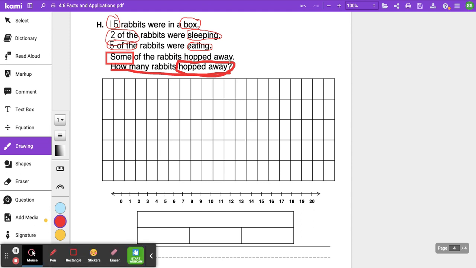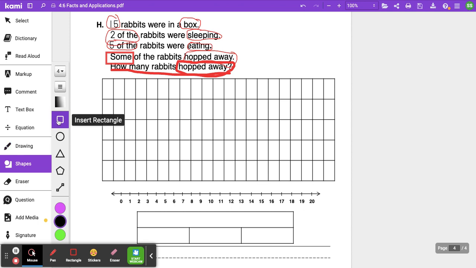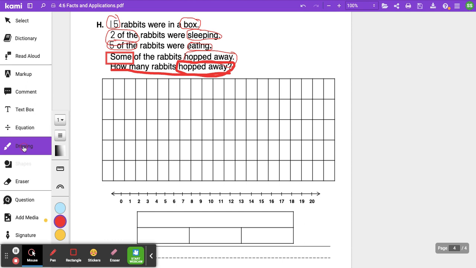And it's also important here. These are the ones that hopped away. And that is what they had asked us in our question. Okay, so let's start. Let's pretend this is our box. But we're going to put, just like we always do, our numbers first. So go ahead and push pause and write in your numbers, and we'll move on when you're ready.